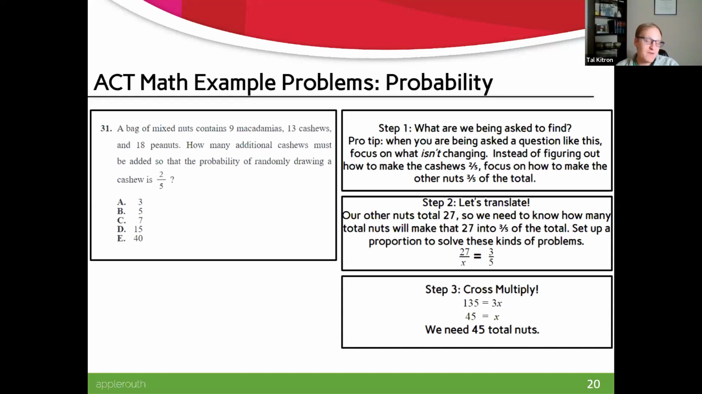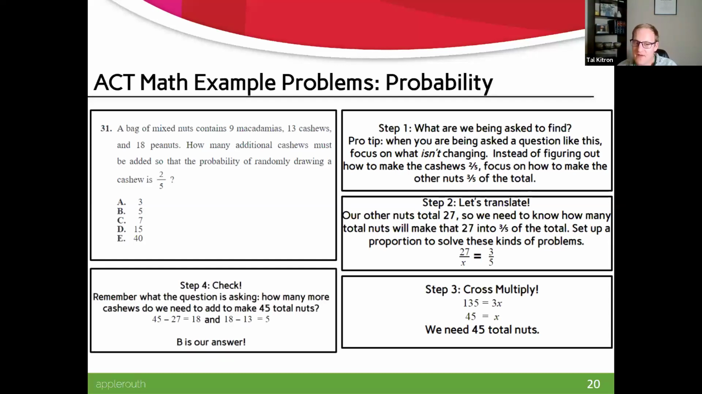And so we get 45, which would often be an answer choice, but is not correct. Because what that told us is we need 45 nuts total. So then let's just think, okay, how many do we have to add? So we subtract the 27 macadamias and peanuts, and then we subtract the 13 cashews and see we needed 5 more.